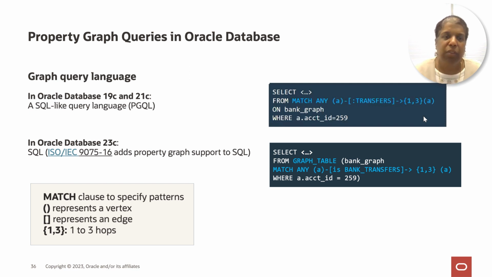So if you're using 19c, you'd use the property graph query language, and we worked hard to ensure that the property graph query language is compatible with SQL tools.